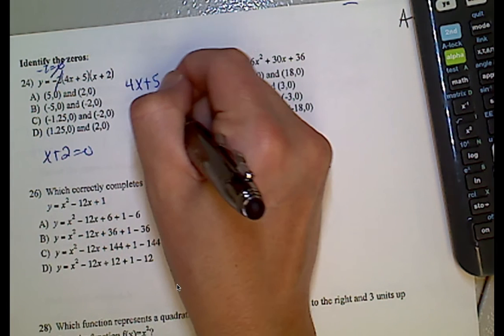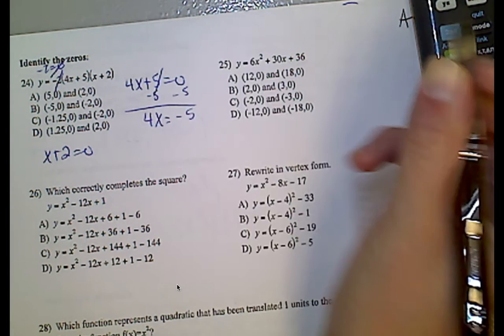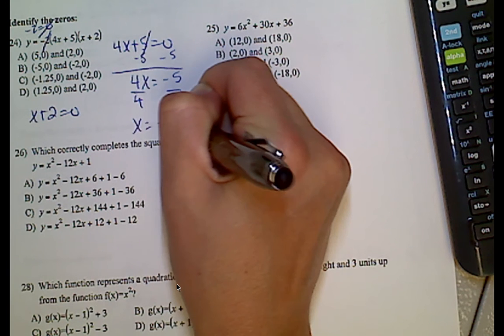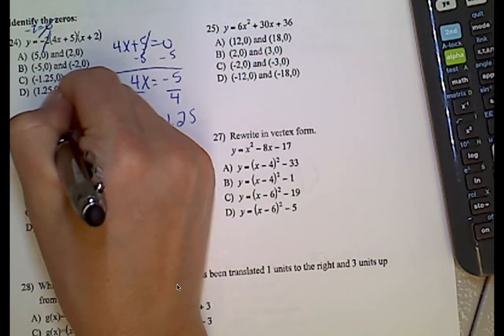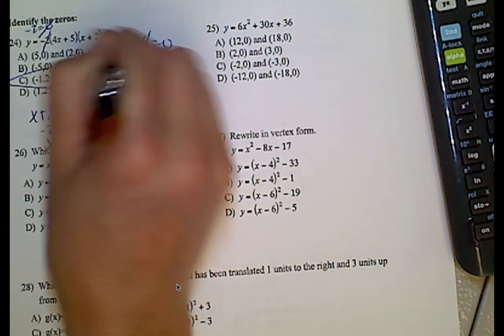Undo PEMDAS, so subtract 5 on both sides. 4x equals negative 5, and then undo multiplication by dividing by 4. So x equals negative 1.25. Subtract 2 on both sides, and x equals negative 2. So your answer should be C.